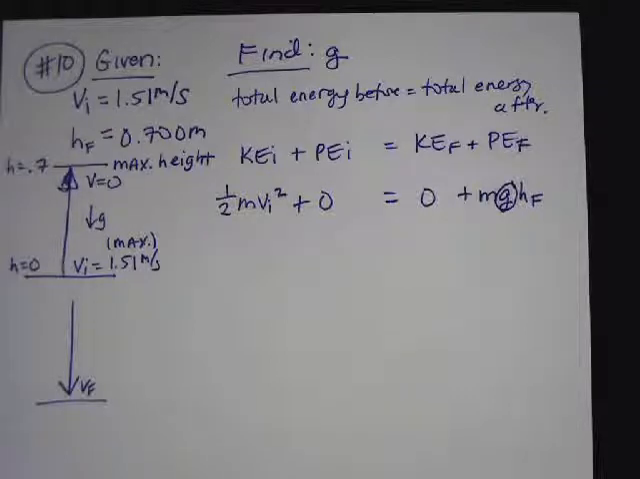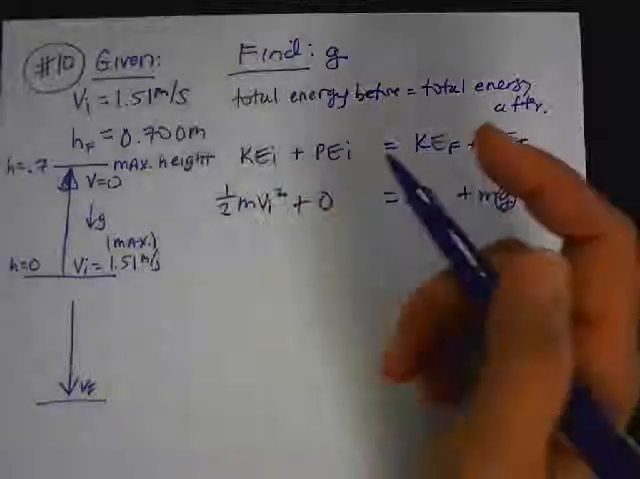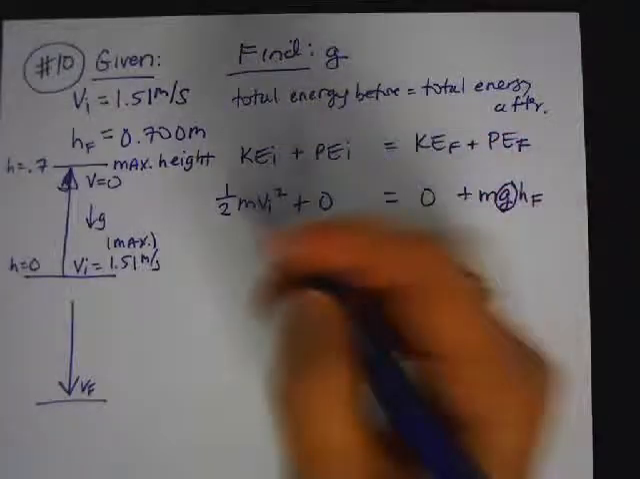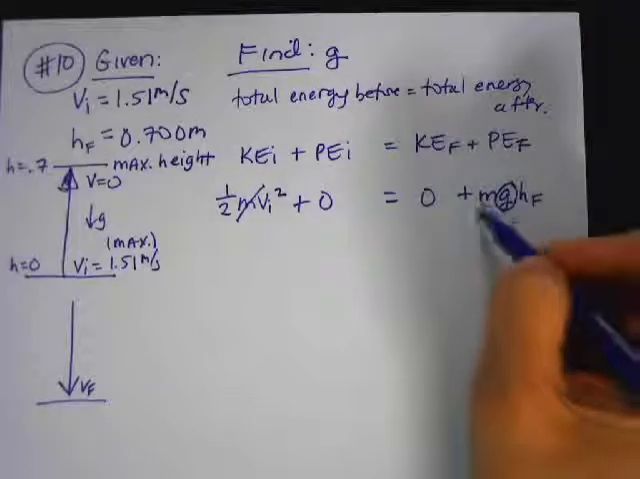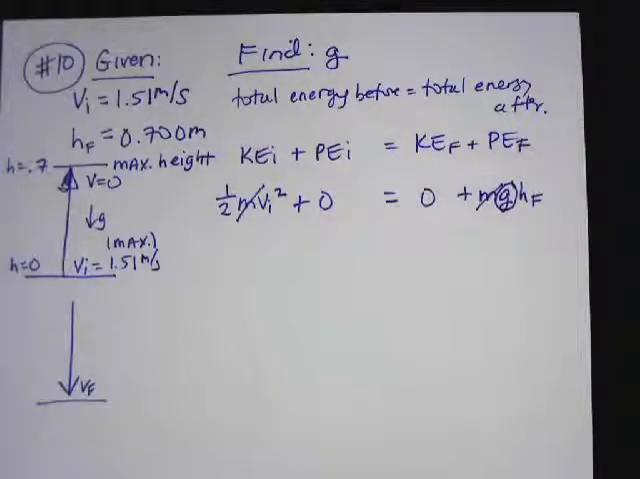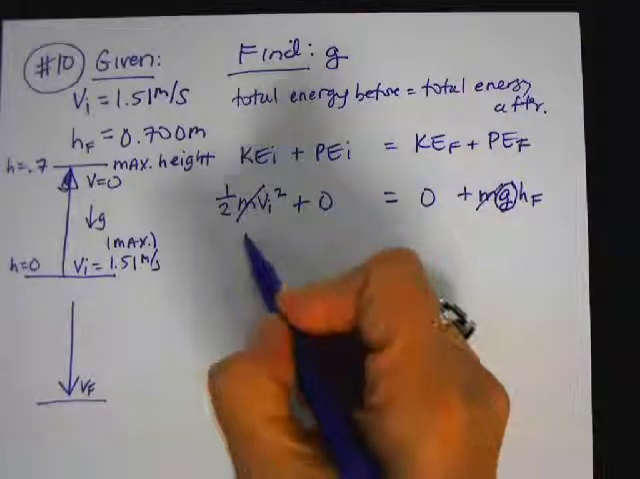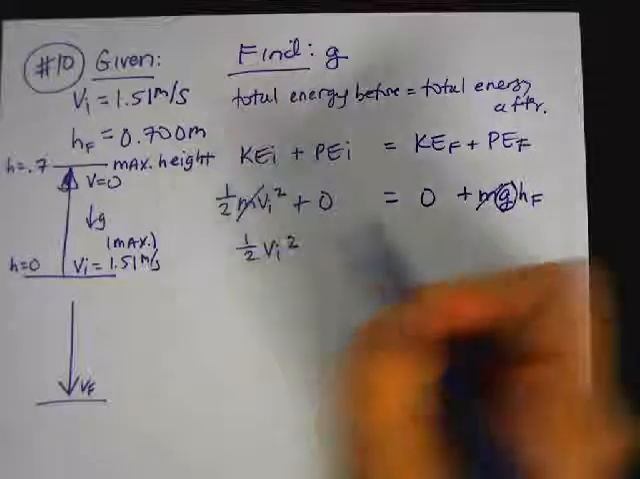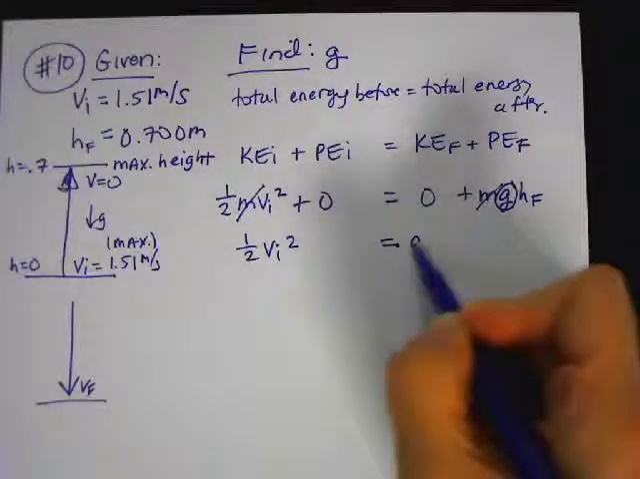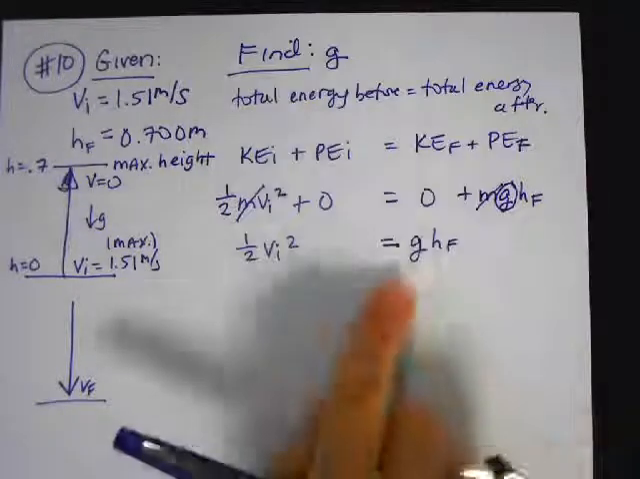Now, most of us know that gravity on the moon is 1/6 of what it is on Earth. So when we get our answer, it should be about 1/6 of 9.8. So now what I'm going to do is I can factor out the m, because I don't know his mass, but you see how I have an m on both sides? So I'm going to have 1/2 VI squared is equal to gHF.